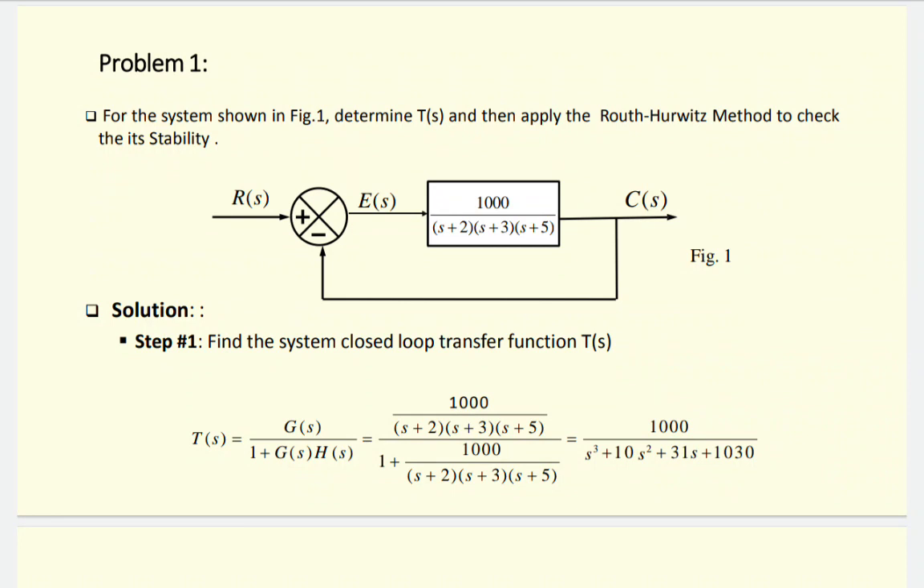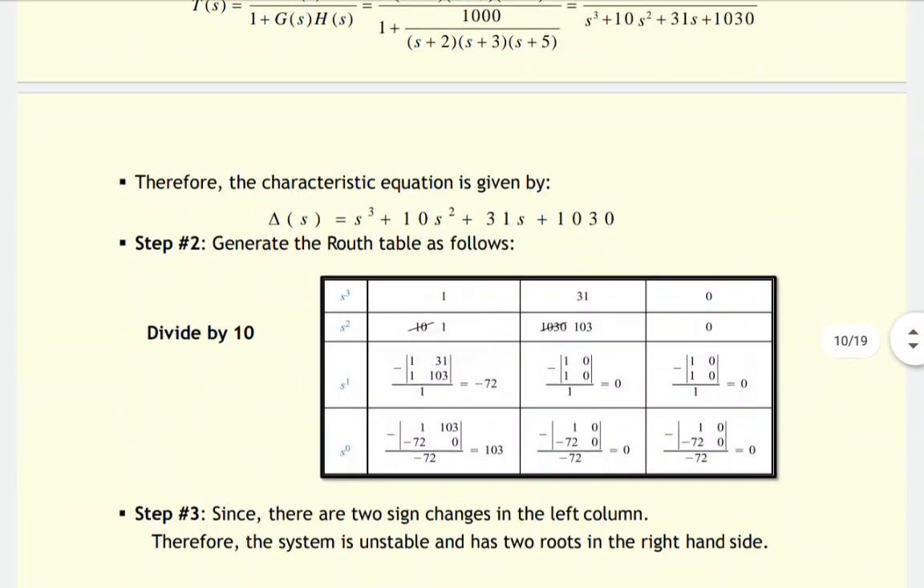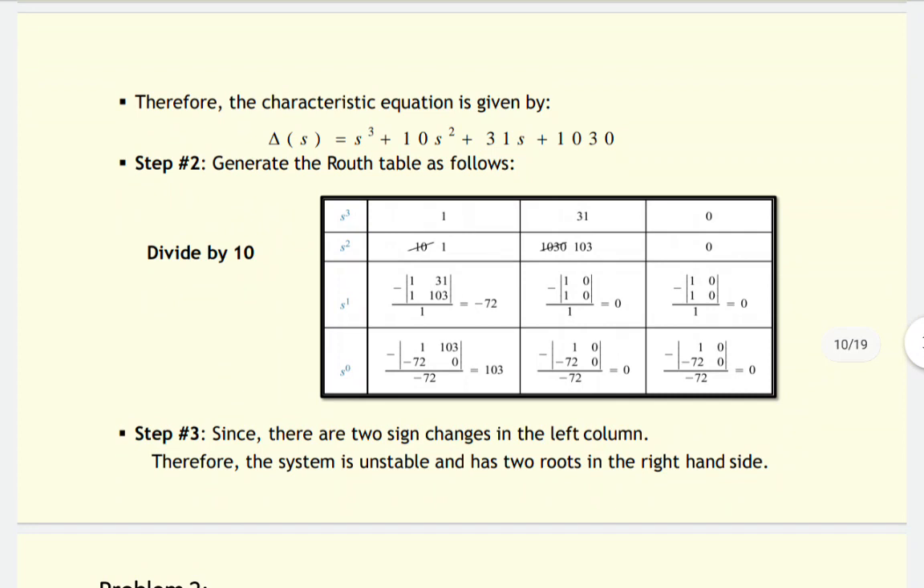So already we know with the help of the block diagram reduction technique what the total transfer function is. Negative feedback is available. That's why T of s is equal to G of s by 1 plus G of s H of s. And then after substitution we get 1000 by s cube plus 10s square plus 31s plus 1030. So this is the characteristic polynomial: s cube plus 10s square plus 31s plus 1030. Then we have to construct the Routh table for this characteristic polynomial. Starting from the highest power, s cube, then s square, then s to the power 1, then s to the power 0.